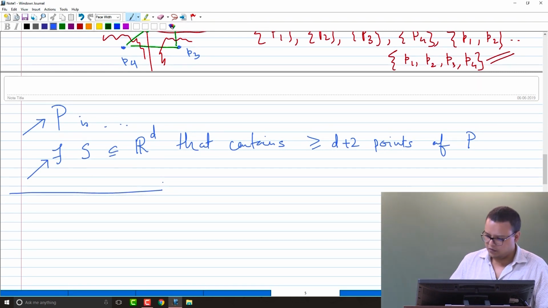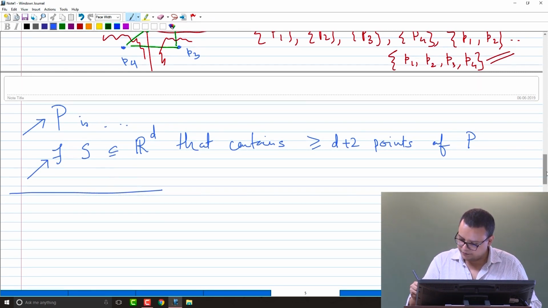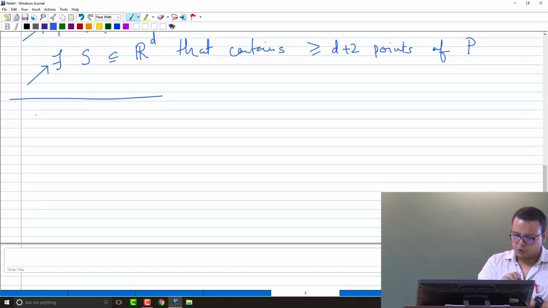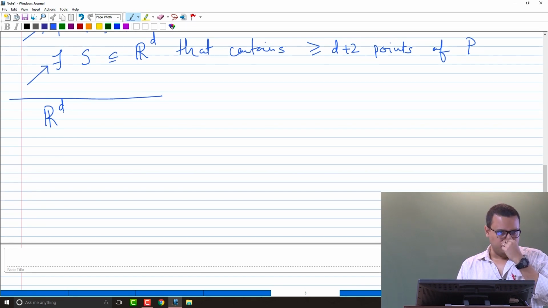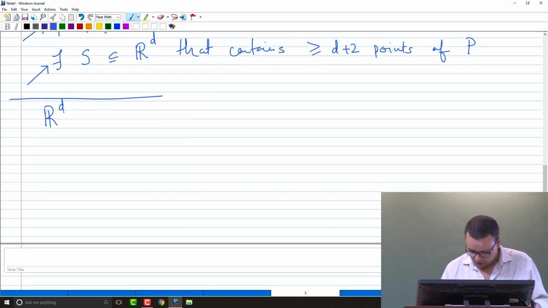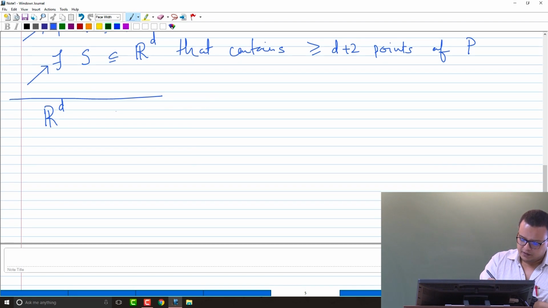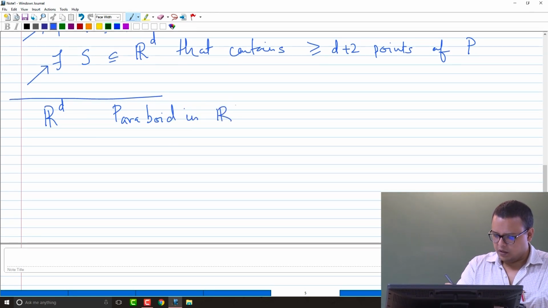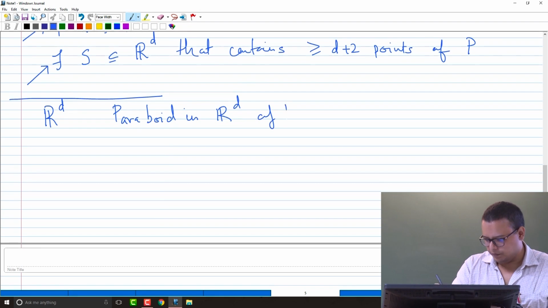Okay, so, I have half an hour at least. Now let us look at point hyperplane duality. Let us go back to RD. You can define paraboloids. So, a paraboloid in RD of the following form.